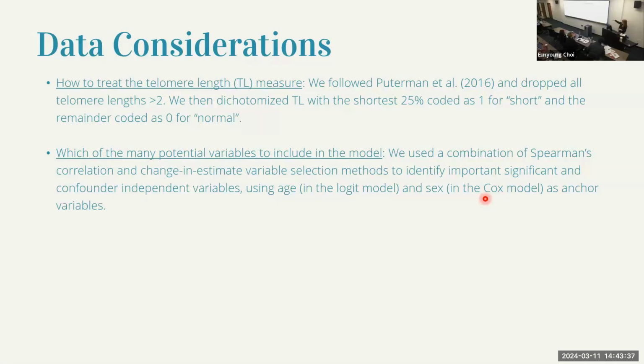And with the change in estimate method, if you're not familiar with it, you have an anchor variable, and then you're looking to see how that coefficient changes when you add different variables, because it indicates confounding. And so in the Logit model, the anchor variable is age, and in the Cox model, the anchor variable is sex.